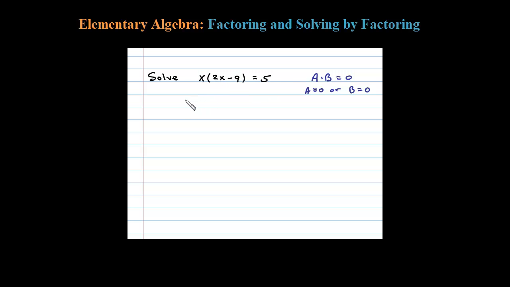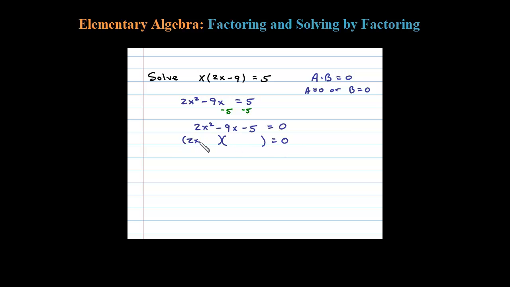So what I'm going to do is distribute: 2x squared minus 9x equals 5. And then let's go ahead and subtract 5 on both sides. And then we have it in standard form. So 2x squared minus 9x minus 5 equals 0. Okay, that's what we need. Now we're going to try to factor this.